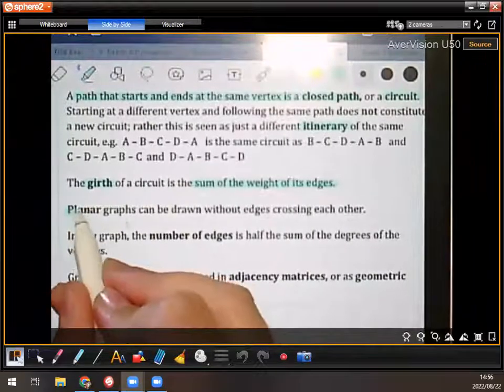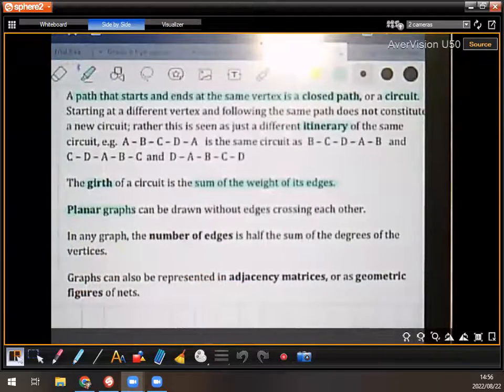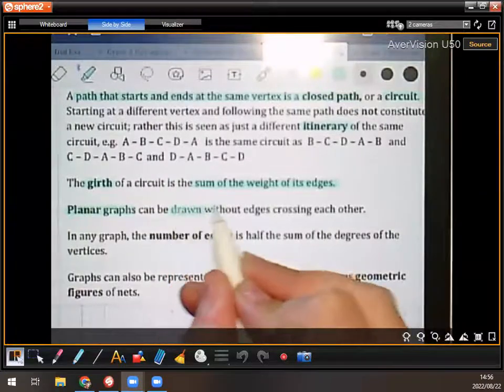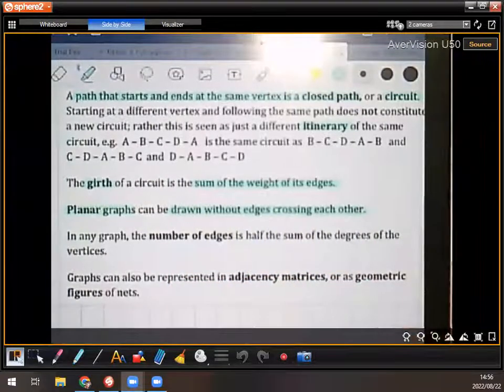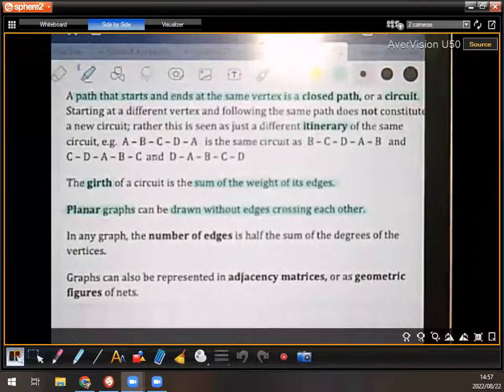Last one, planar graphs. We are going to practice working with planar graphs next time. They can be drawn without edges crossing each other. Don't worry about that. I'll show you when we do it. It's a bit complicated to explain if you don't have actual examples.